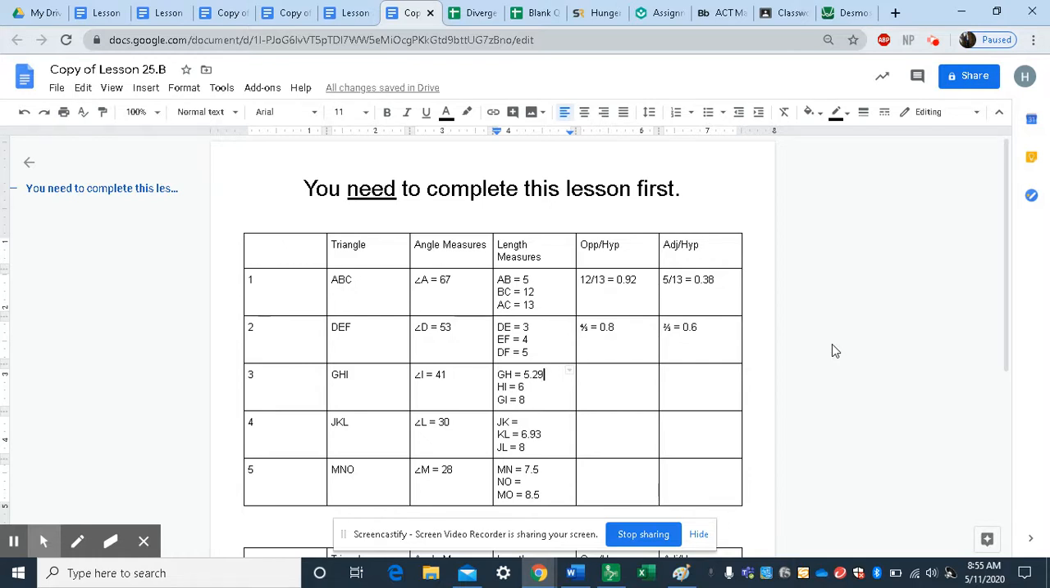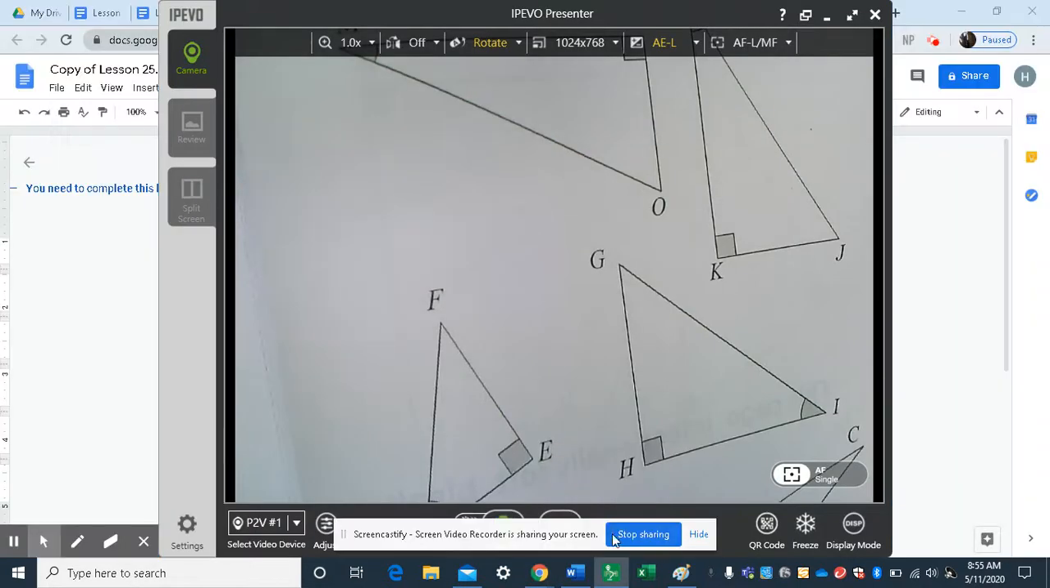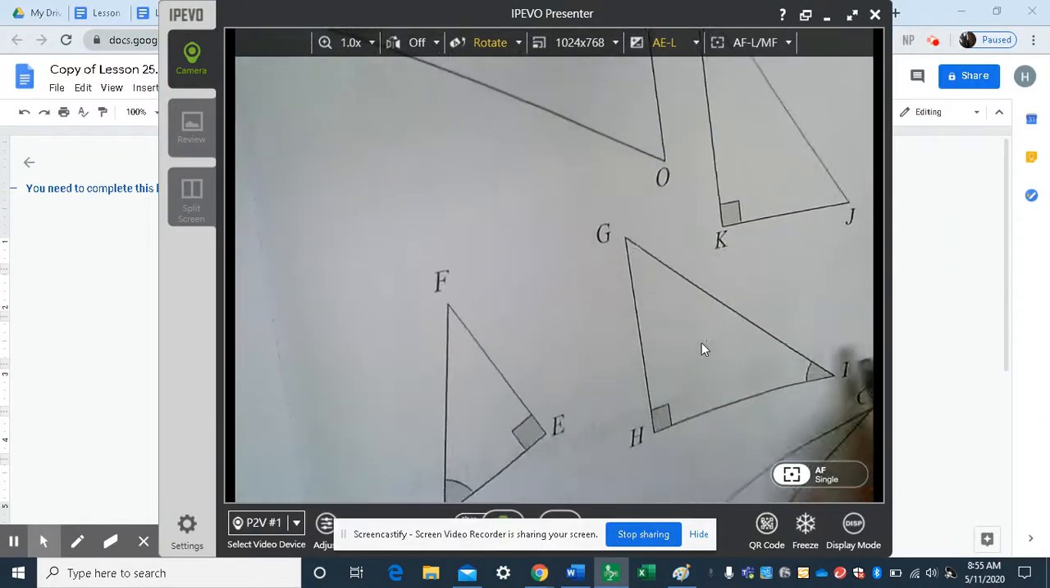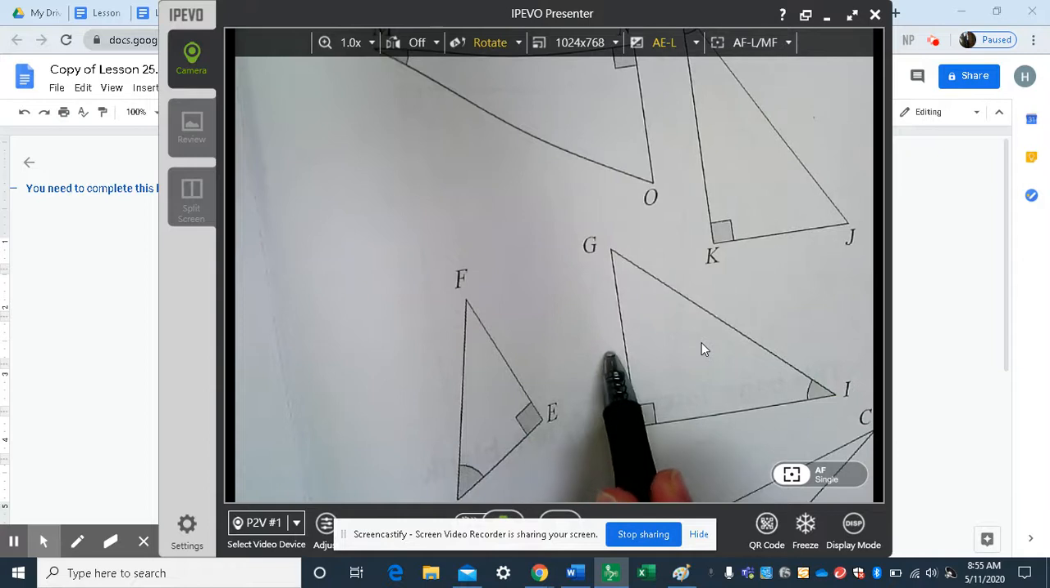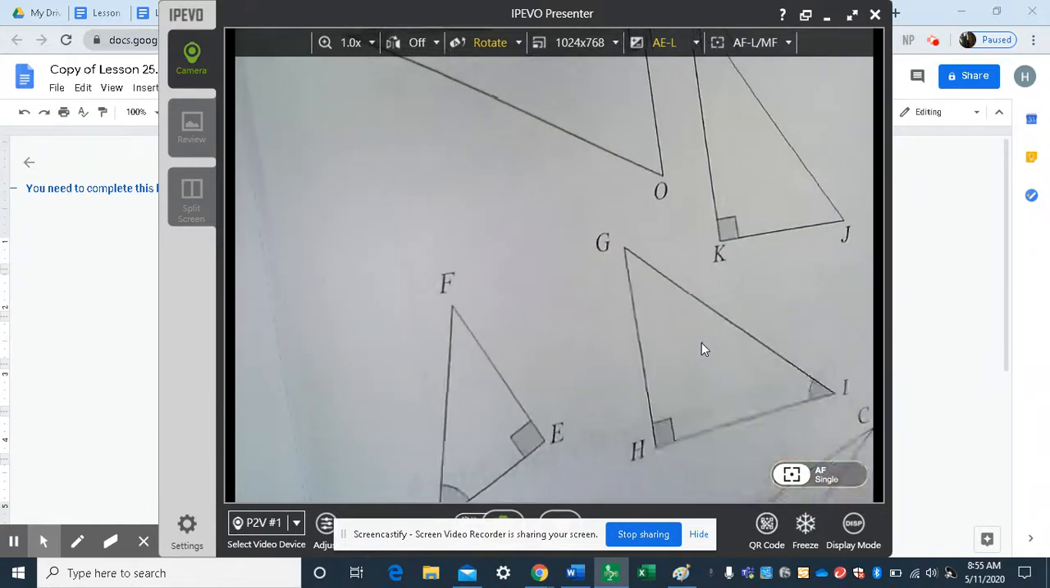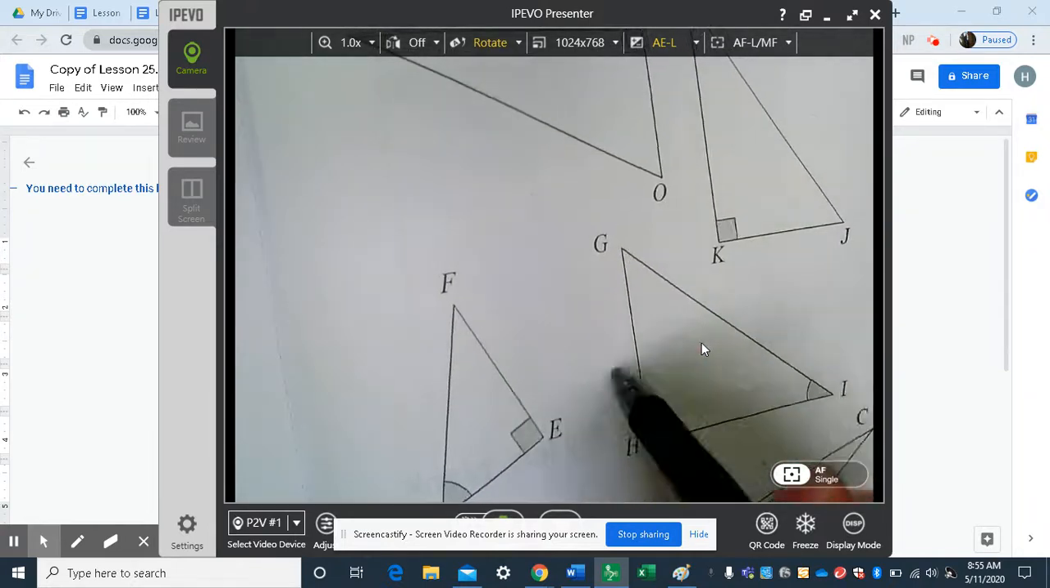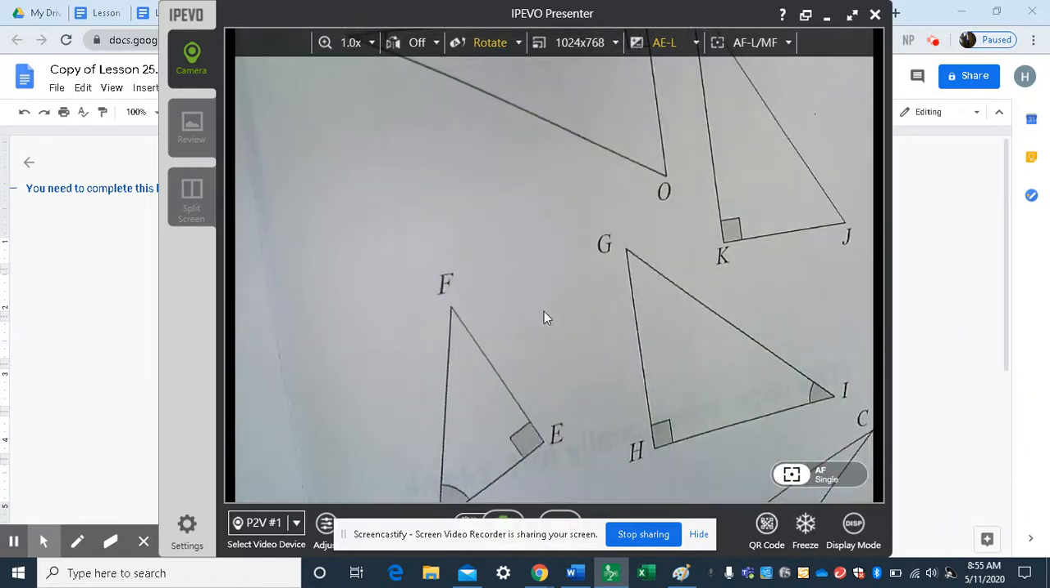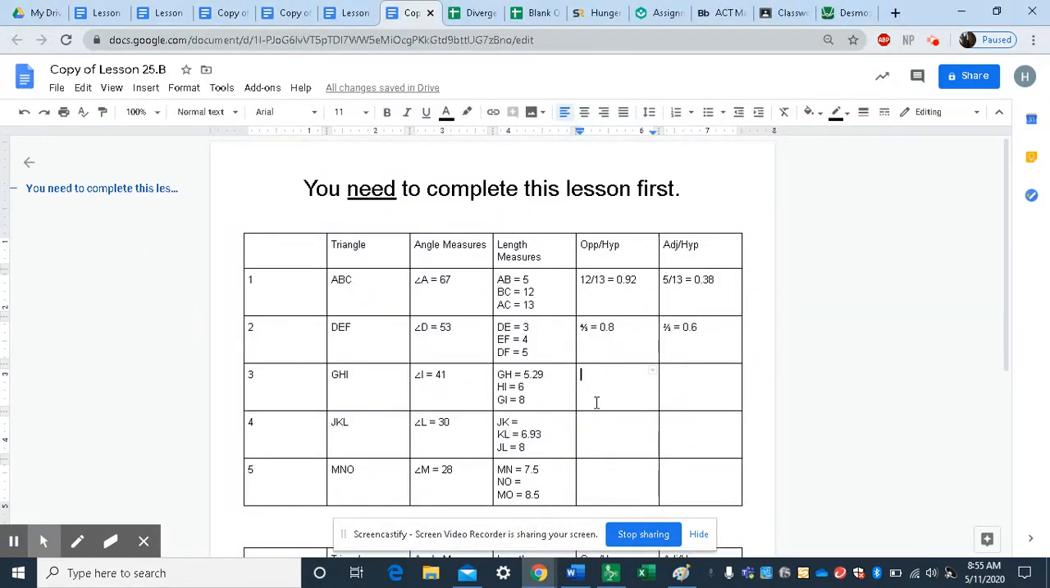Okay. So now for opposite over hypotenuse, we're going to come over to our picture and find the side that's opposite our missing angle. And we're going to put it over hypotenuse. So it's going to be GH over GI. So we have 5.29 divided by GI, which is 8.